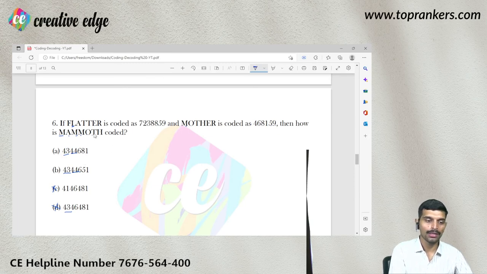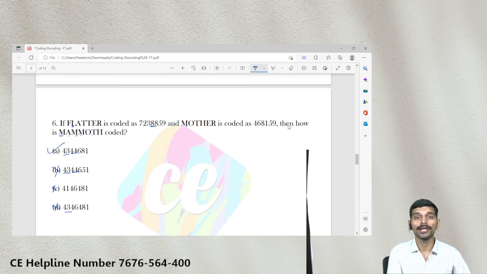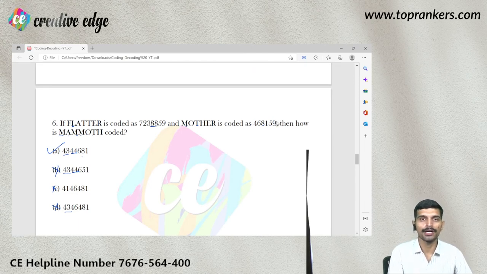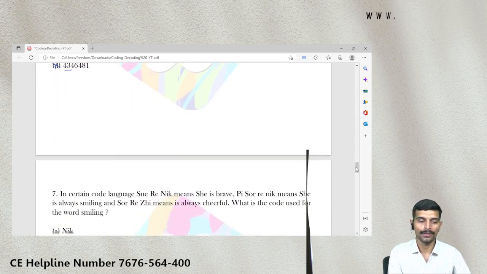Then T. For T, look here. You have 8. For T, it should be 8, not P. Answer will be A. So this is how we have to be attentive. We cannot think of only one or two possibilities, but we have to go by hit and trial and crack it. That's why I was suggesting the more you practice, the better you become with coding decoding, right?